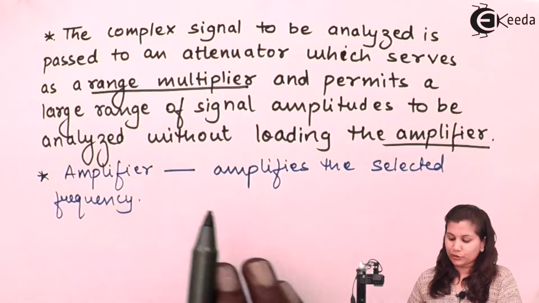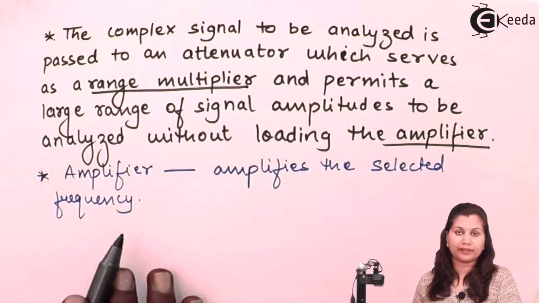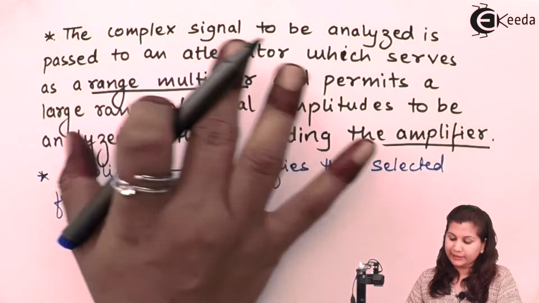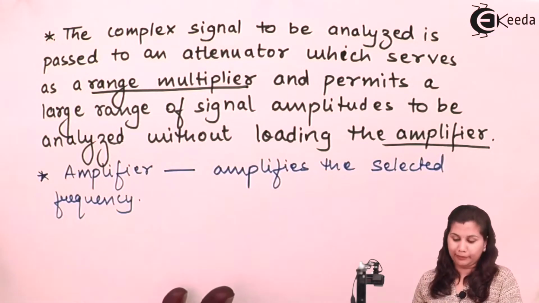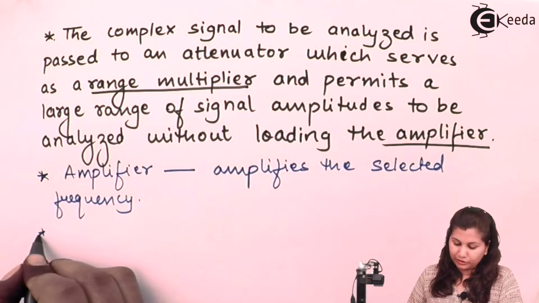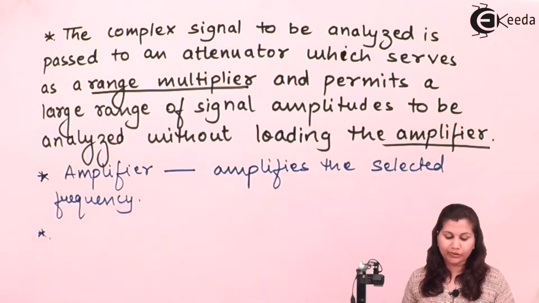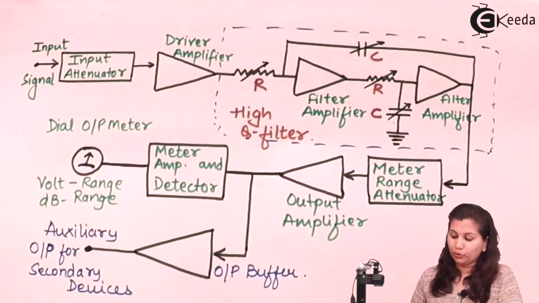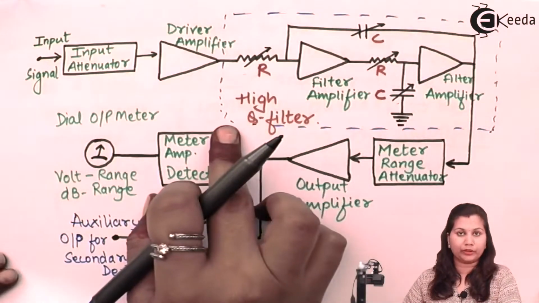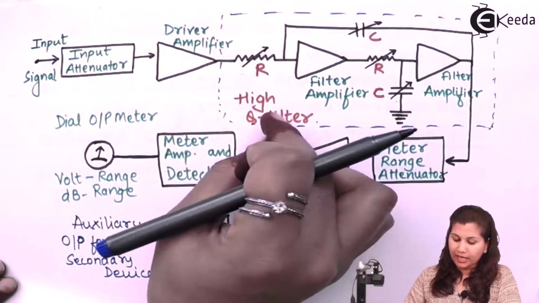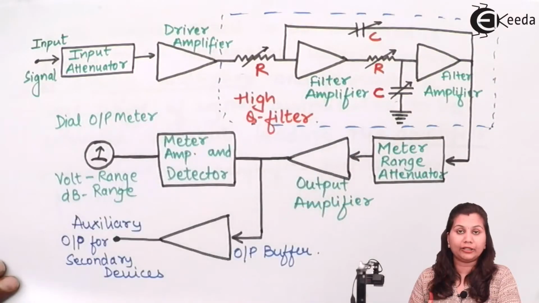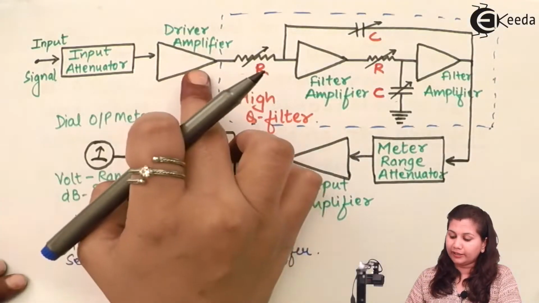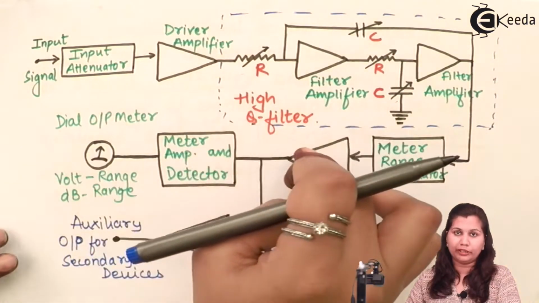Now this amplifier is going to amplify the selected frequency component. After passing through the attenuator, we have the complex waveform, and that complex waveform is further amplified. After amplification, this amplifier provides the attenuated input signal to a high Q filter. You can see that this complete block is the high Q filter. So the output of this driver amplifier, which is an attenuated and amplified input signal, is given to the high Q filter.